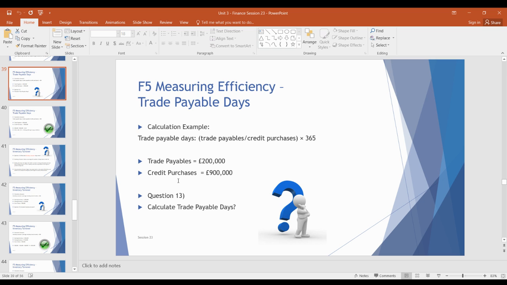So you may have correctly guessed what you need to do for this answer: 200,000, 2 and 5 zeros, divided by 900,000, which would have given you 0.22. Times by 365 days, that gives you an answer of 81.1. Therefore, 82 days to pay your creditors if we're rounding up.